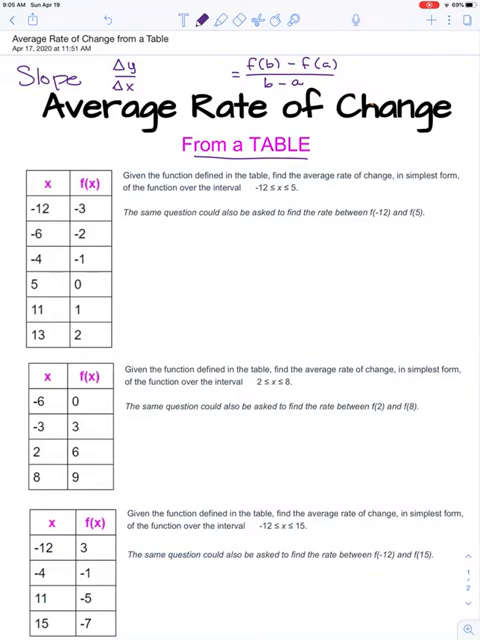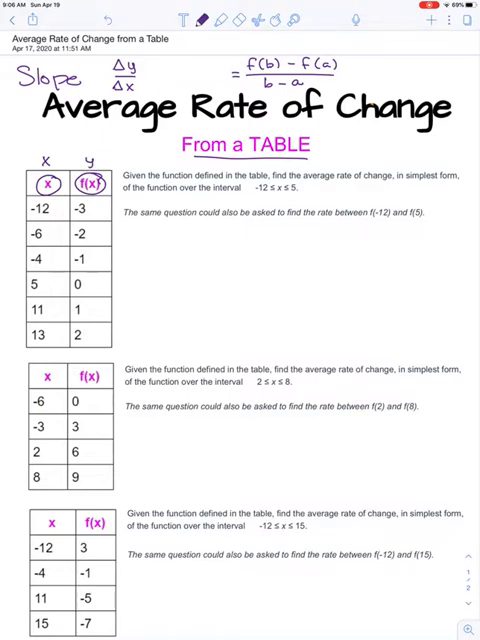Now, don't get caught up in all that. Your b minus a is just your x column, and your f of b minus f of a is just your f of x column. So remember, if you had a traditional xy, it'd be written this way. So let's look at how to solve this.